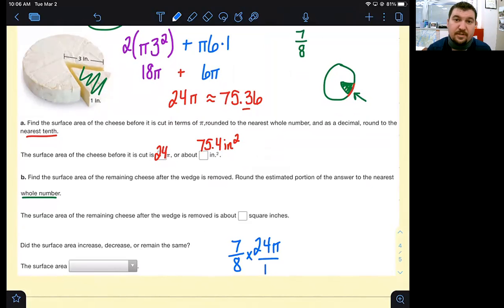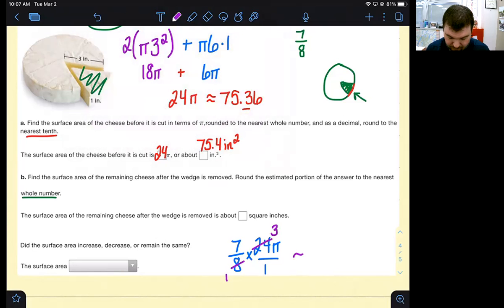The reason I'm going to turn it into a fraction is because if I multiply fractions, 7/8 times 24 over 1, I can cancel the 24 and the 8. Think what number goes into both of those. The 2 goes in, 4 goes in, but the largest number that goes in is 8. 8 goes into itself once, and 8 goes into 24 3 times.